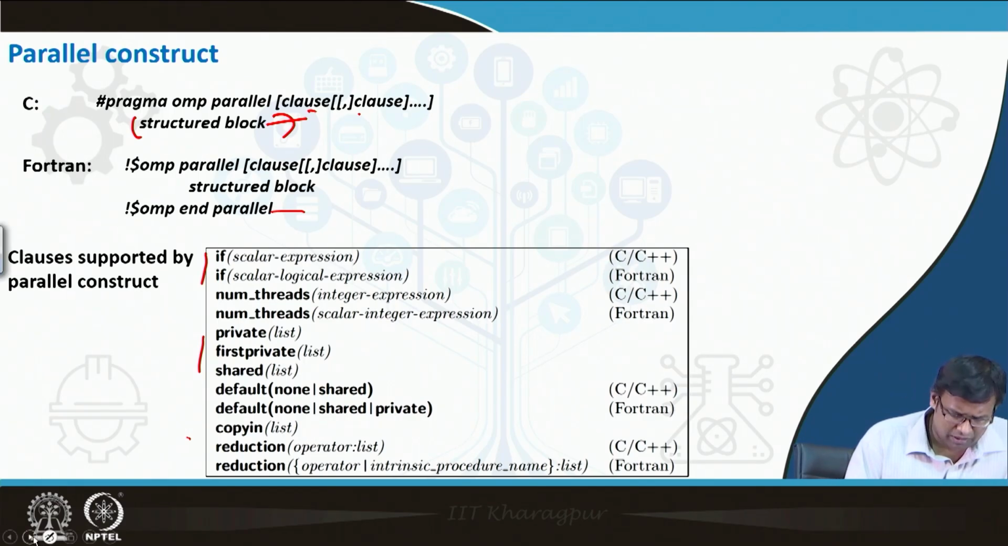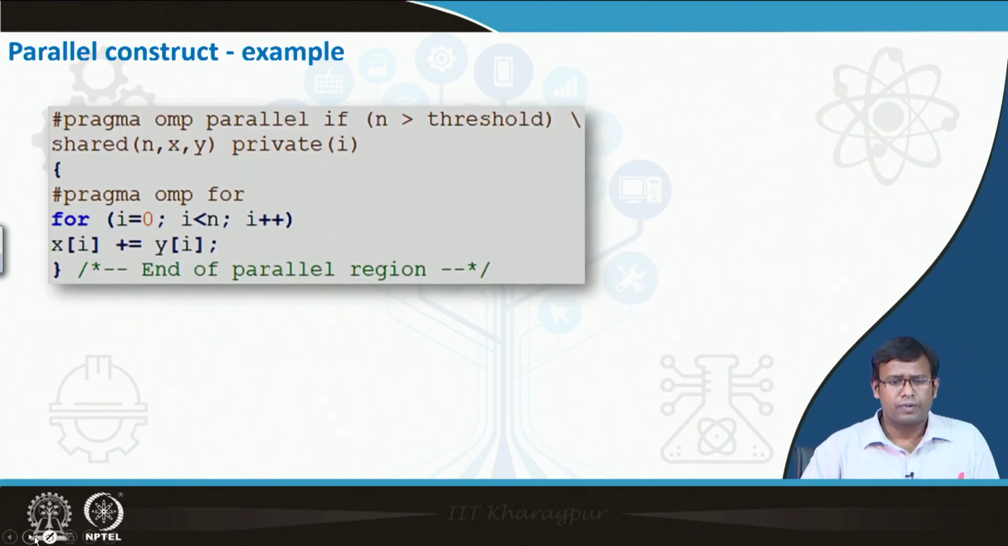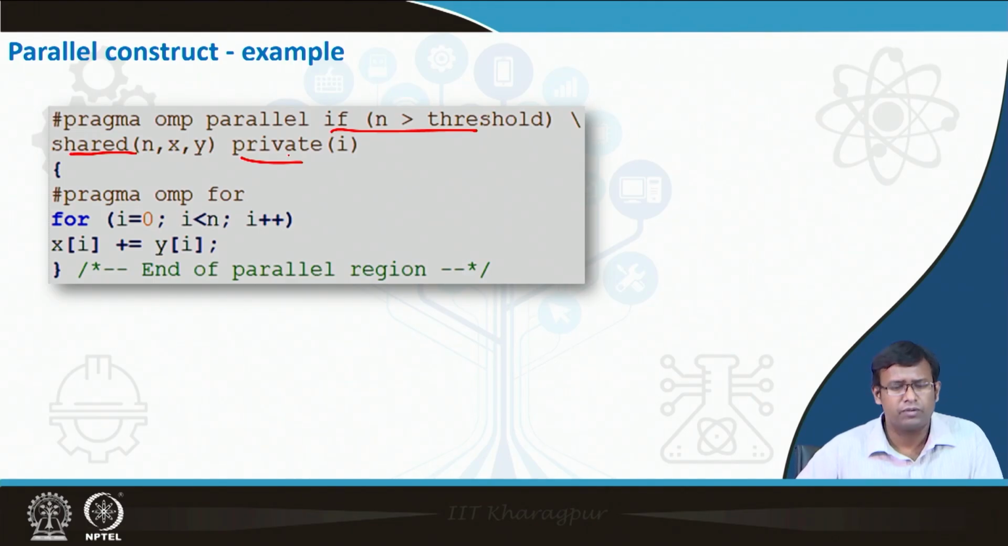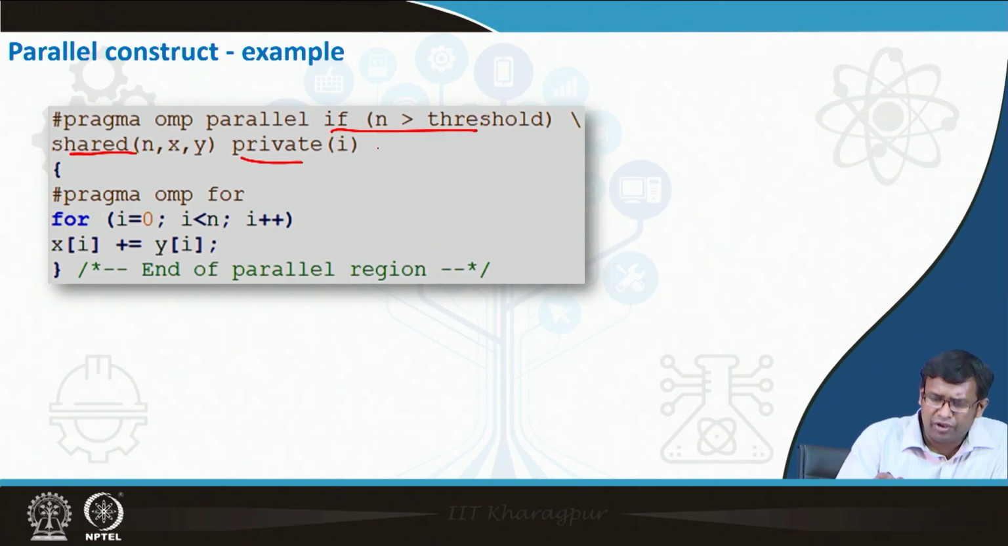So we'll see another example. Pragma omp parallel if n is greater than threshold, and this is a continuation line; all the clauses follow, one clause, another clause, another clause, in a single line. After parallel, if n is greater than threshold, then only this parallel part will work. Then shared nxy: if this parallel part is working, nxy are shared variables and i is a private variable.